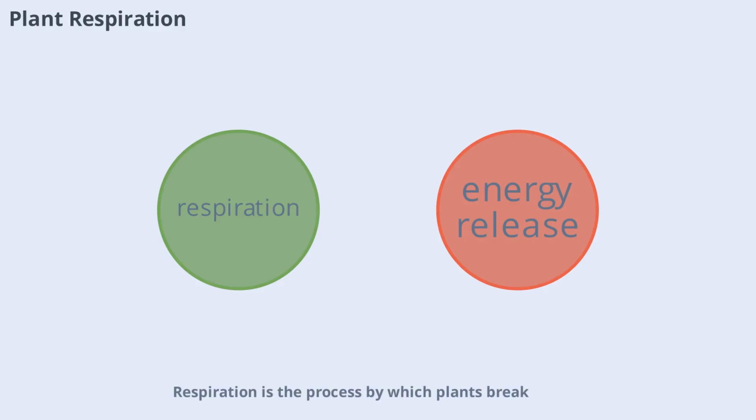Respiration is the process by which plants break down sugars to release energy for growth and maintenance. Unlike photosynthesis, respiration occurs day and night in all living cells. Oxygen is consumed and carbon dioxide is released, similar to what happens in animals.